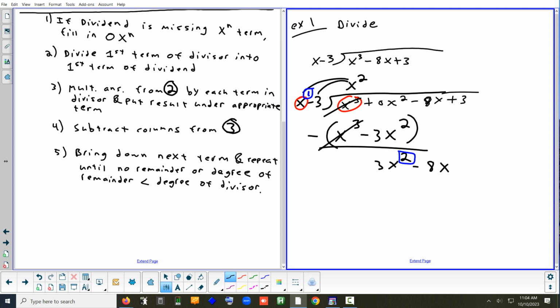3x. So we get plus 3x. Now you're going to multiply the answer back out to each term. Sophia, what's 3x times x? 3x squared. And Lily, what's 3x times negative 3? Negative 9x.